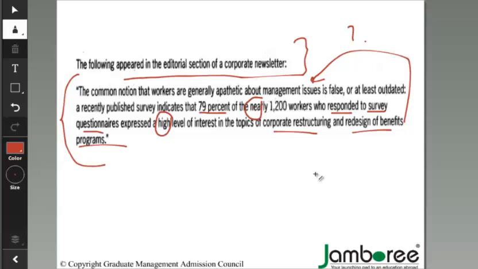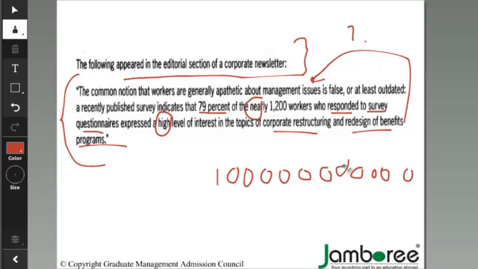I think a lot of you have picked the obvious ones. Common notion, but who says it's a common notion that workers are generally not interested in management issues? So that's one thing. Of course, a recently published survey: 79% of the nearly 1200 workers who responded. Now, we don't know maybe the number of workers in that company, unless we know.